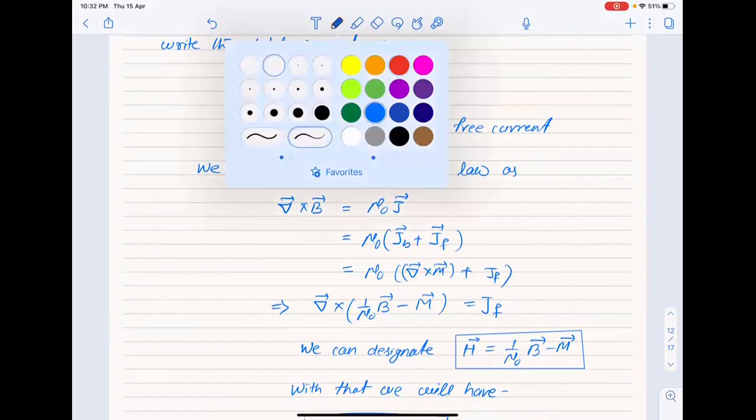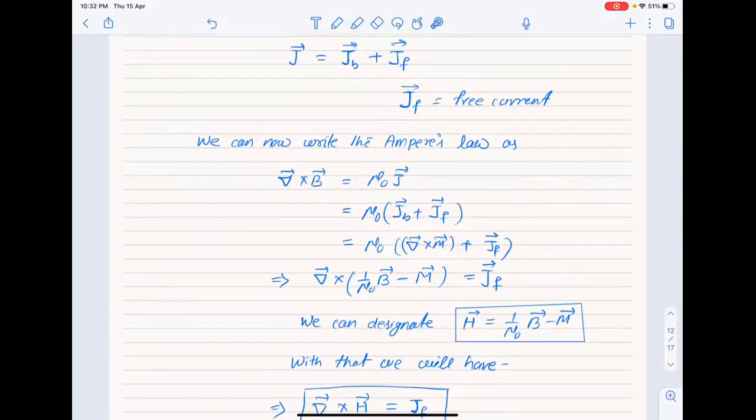So now, the quantity in the parentheses, we can designate as H. H is now defined as B over mu 0 minus M. If you do that, then you have a very simplified form of Ampere's law, that is, del cross H is nothing but J_F. This is what is called Ampere's law in magnetized material. So that is del cross H is nothing but J_F. Remember, J_F is nothing but free currents.